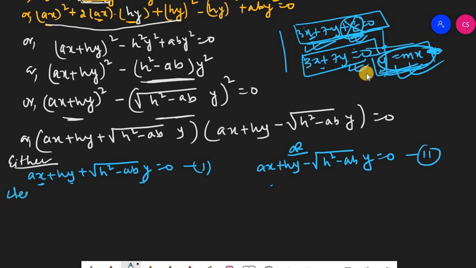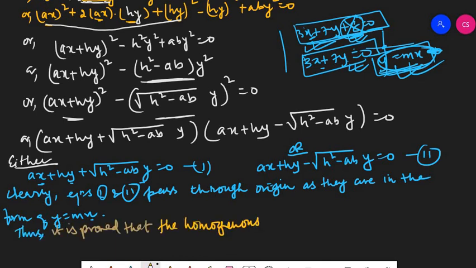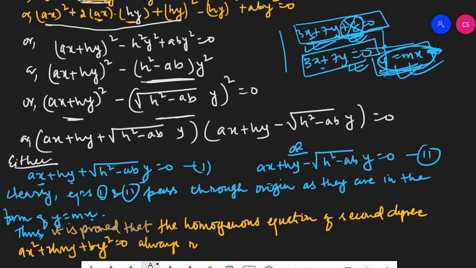So clearly let us write: equations 1 and 2 pass through origin, as they are in the form of y equals to mx, means only x and y coefficients are there. There is no constant term. Okay. So at last write: thus it is proved that the homogeneous equation of second degree, that is ax square plus 2hxy plus by square equals to 0, always represents a pair of straight lines through origin. So this completes the proof of this theorem.